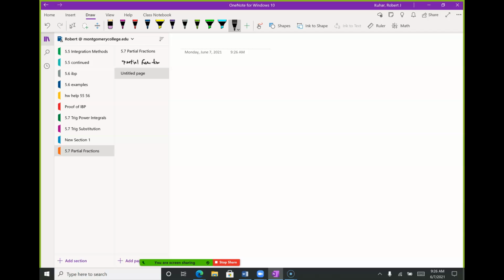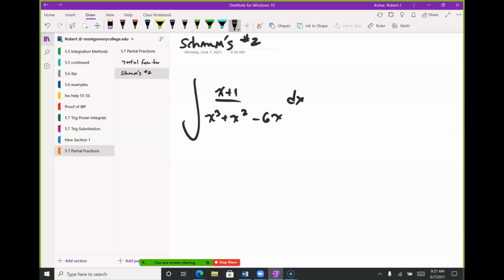So a repeated linear. So this is number two in the Schaum's, which is fine. We're looking at the integral of x plus 1 over x cubed plus x squared minus 6x. Oh, I'm sorry, this is not a repeated linear. Sorry about that. Sorry, this is number 5. Come on, Robert, get with it. 3x plus 5 over x cubed minus x squared minus x plus 1. Okay. So this is repeated linears.